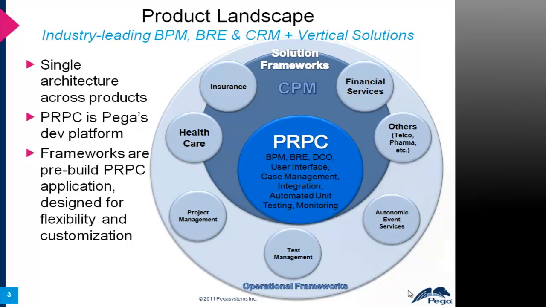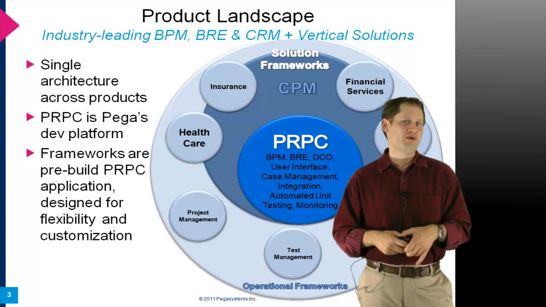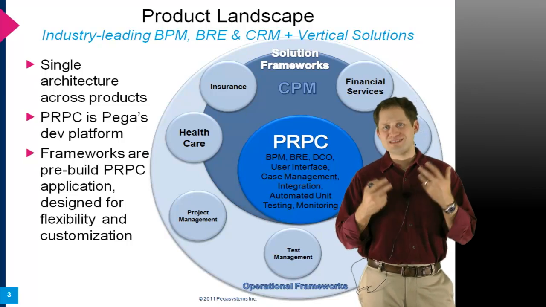The first way we go to market is with the core product that we call PRPC, which stands for Pega Rules Process Commander. You'll also hear people call that Pega Rules. You'll hear them call it Pega BPM. Sometimes we'll just call it Pega. That's the core engine that does business process management, business rules, user experience, case management, integration. It has the whole design environment that represents what we call directly capture objectives, or DCO.